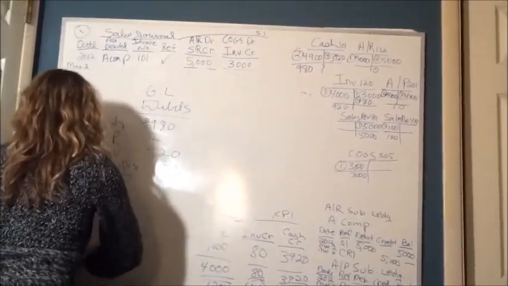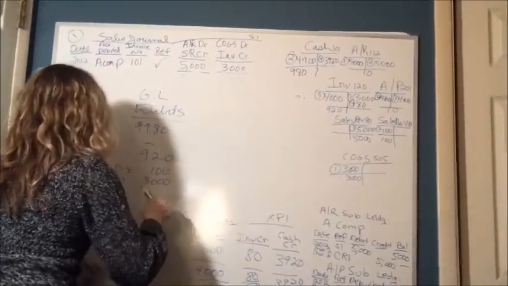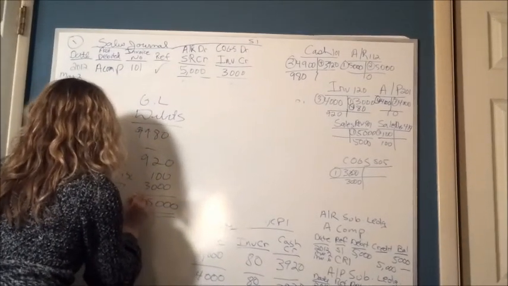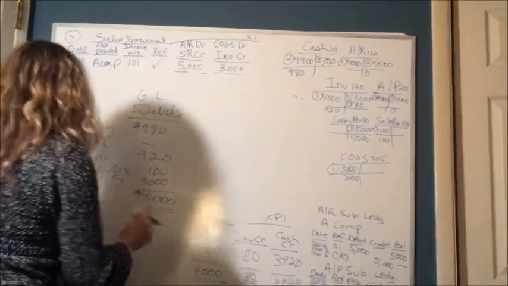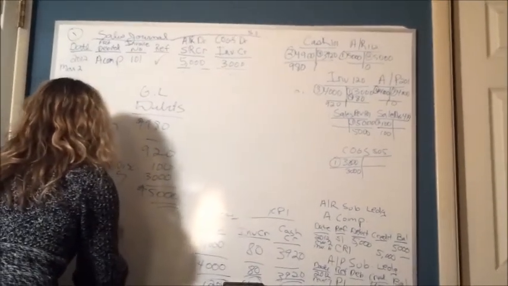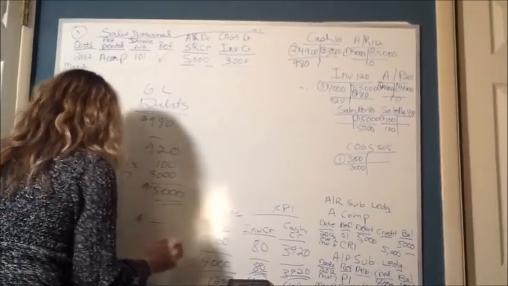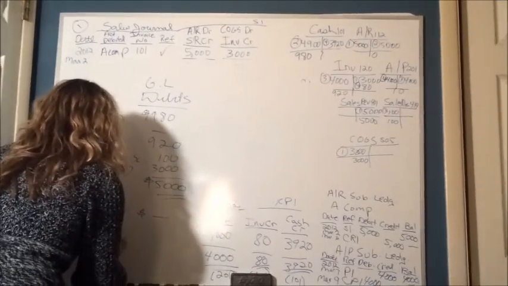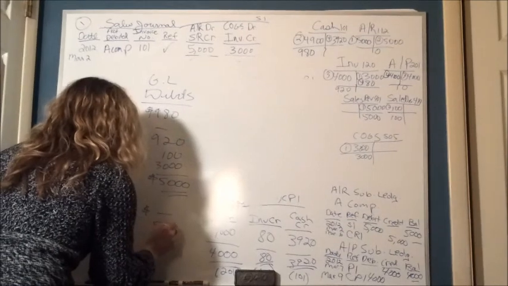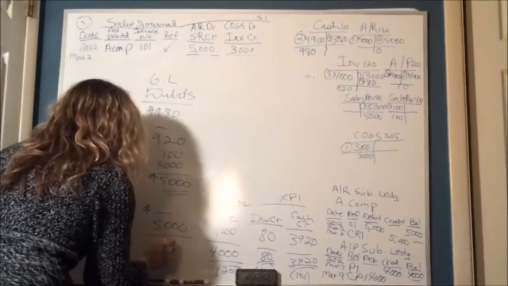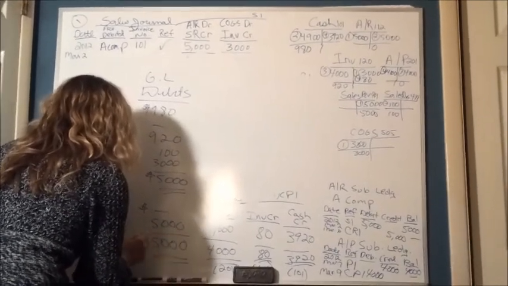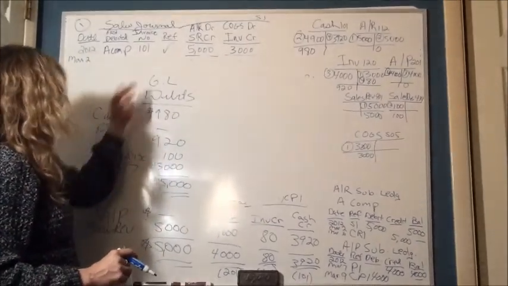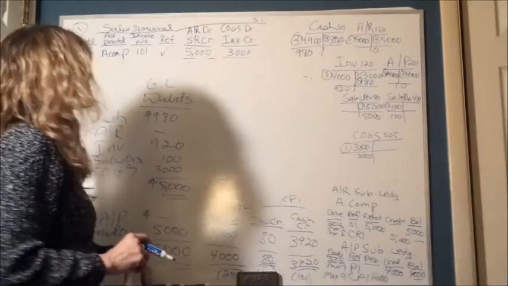So that gives us a debit total of $5,000. For our credits, we have accounts payable, which is nothing right now, right? It's zero. We have sales revenue of $5,000. So we've gone ahead and we have proved our various ledger accounts.